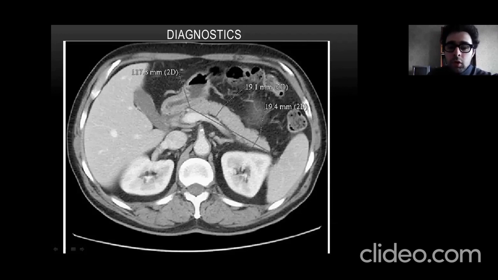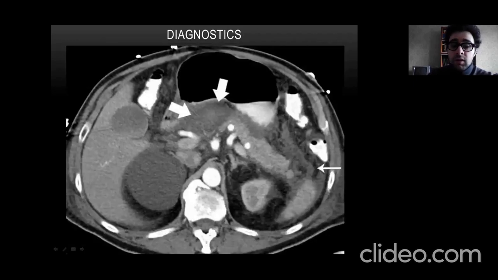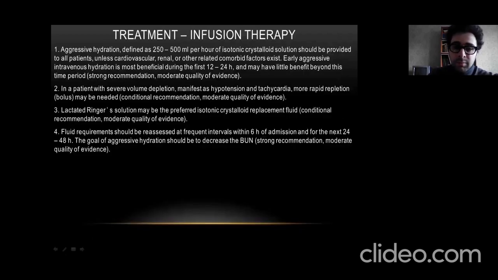Computed tomography: normal pancreas with margins, with borders, with a small head, and here a totally destroyed pancreas, pancreatic necrosis, inflamed, and you see an enlarged head here. And here comes an abscess, pancreatic necrosis with abscess.